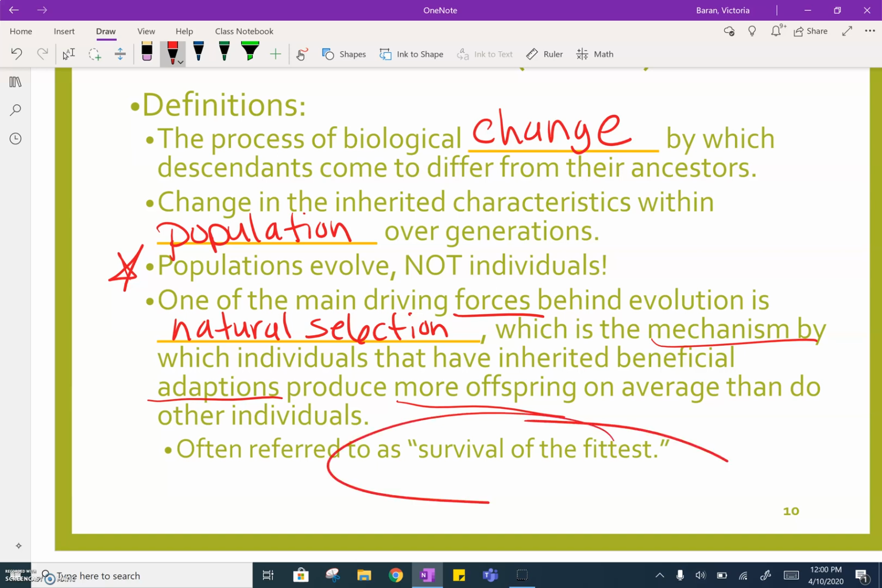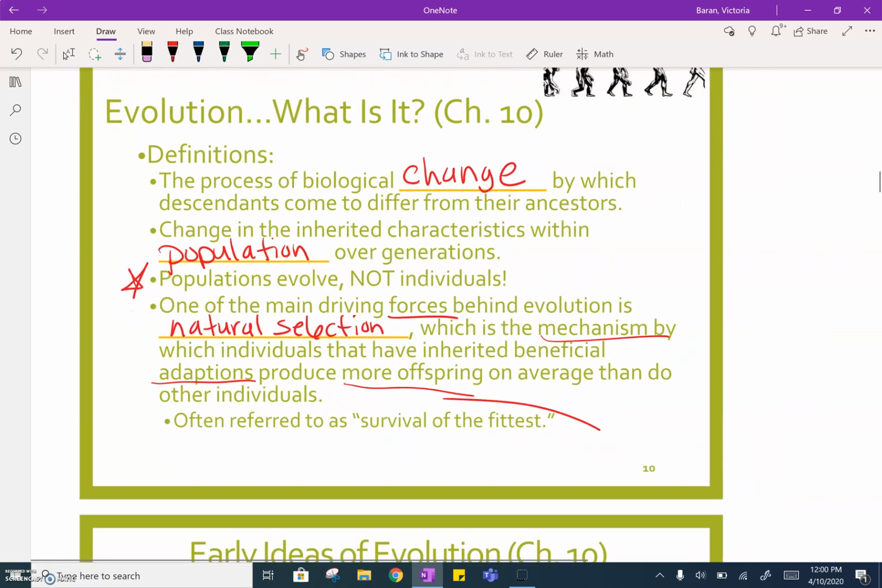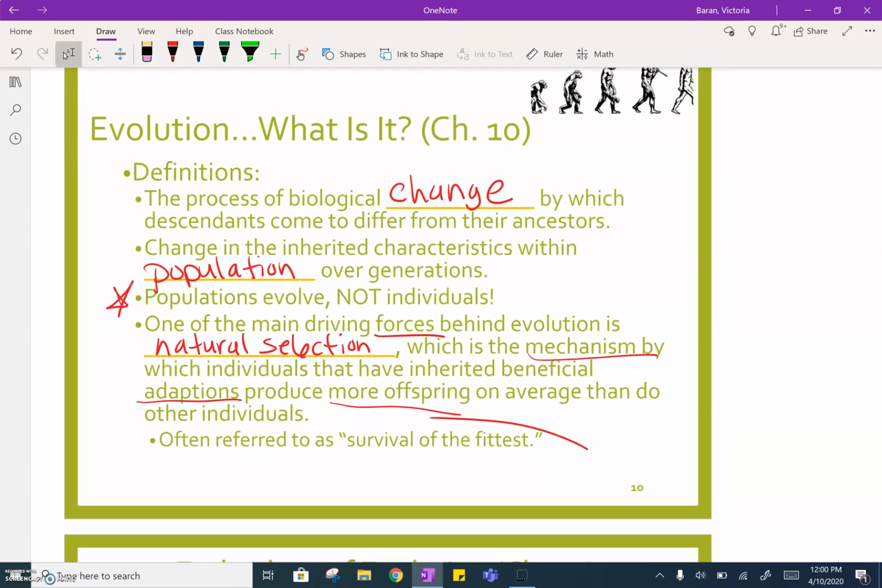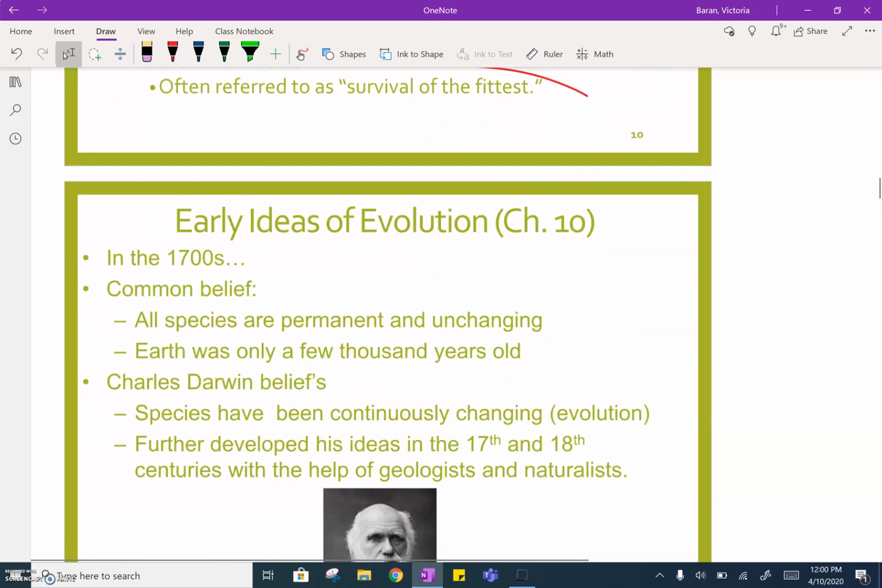Oftentimes, this is called survival of the fittest, which most of you may have heard before. And just to be clear, it's not the fastest, the strongest individual. It is the individual that has the best traits in order to survive in a particular environment, whatever that may be. So that is evolution in a nutshell. We'll go more in depth with natural selection later on.